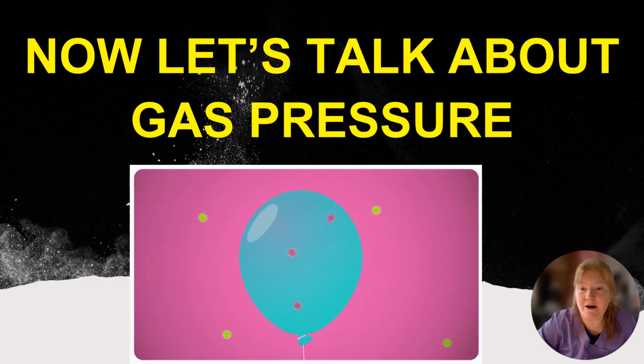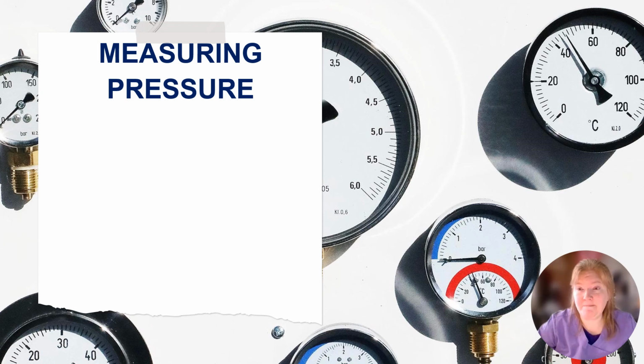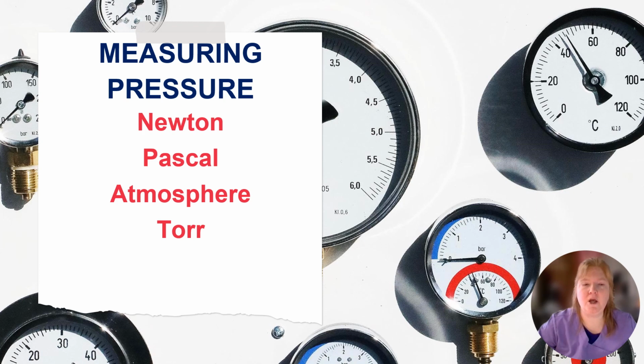Now let's talk about gas pressure. So remember gas pressure, we've gone over this already. It's caused by collisions of gas particles with the walls of the container. How do we measure pressure? With newtons, with pascals, with atmospheres, with torr, with millimeters of mercury, and psi. This is mostly in tires.